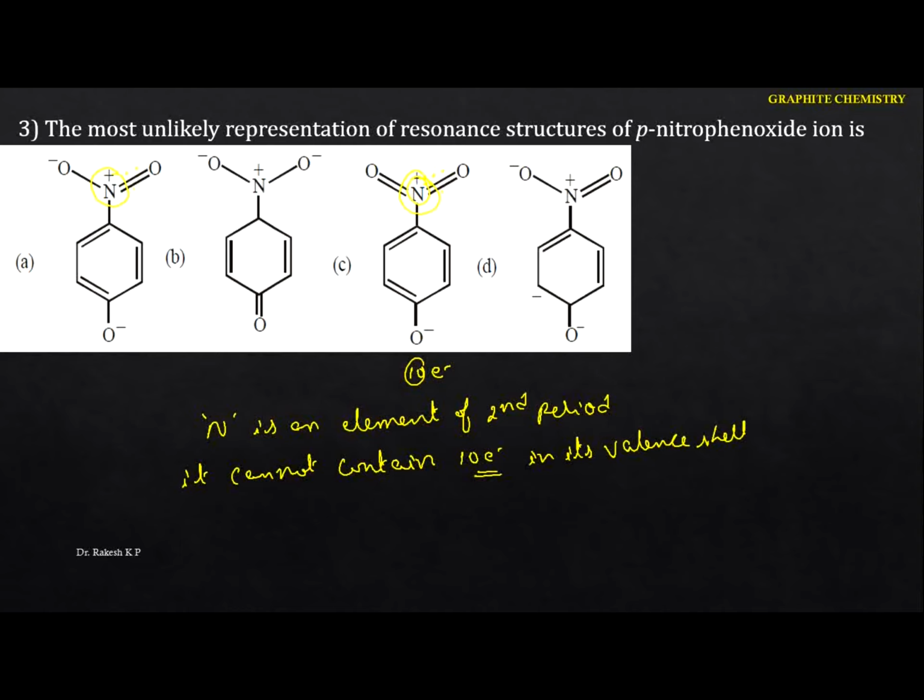But in the rest of the cases we can identify 8 electrons, because the lone pair of electrons present here is involved in bond formation. Again it forms 8 electrons, but this is not possible in the case of C, because it cannot accommodate 10 electrons in its valence shell. Hence the option is C. Okay, next one.